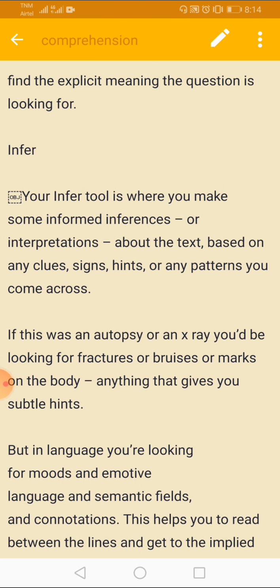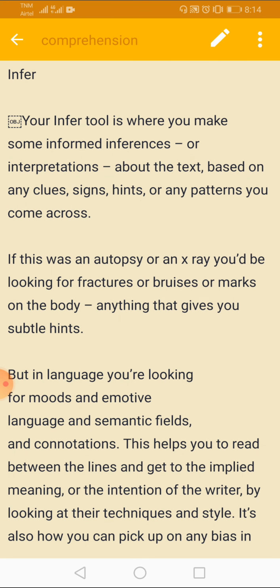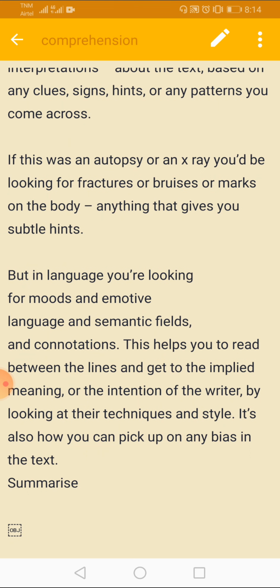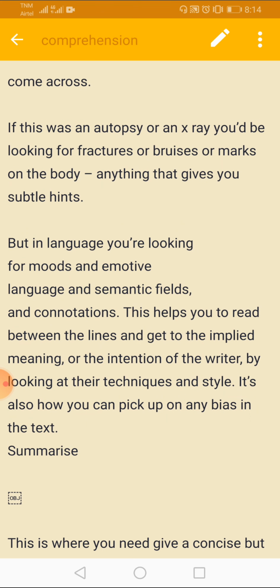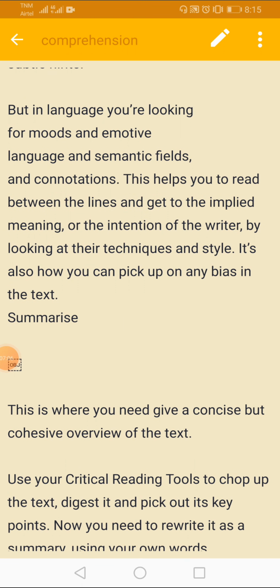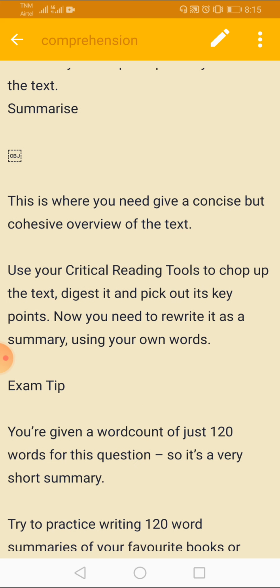Infer. Infer is where you make some informed inferences or interpretations about the text based on any clues, signs, hints, or any patterns you come across. If this was an autopsy or an x-ray, you'd be looking for fractures or bruises or marks on the body, anything that gives you subtle hints. But in language, you're looking for mood and emotive language and semantic fields and connotations. This helps you read between the lines and get to the implied meaning or the intention of the writer by looking at the technique and style. It's also how you can pick up on any bias in the text, right?